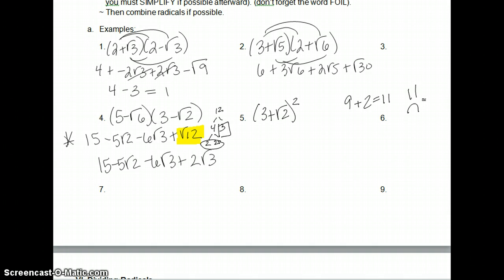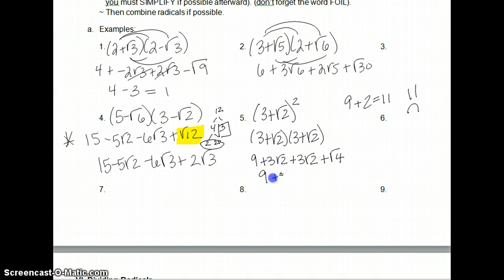Remember that 2 squared is 2 times 2. So 3 plus root 2 squared is 3 plus root 2 times 3 plus root 2. Please don't make that mistake of just trying to square individual terms. So let's multiply this out. That gives me 9 plus 3 root 2 plus 3 root 2 plus root 4. Once again, please show all of your work so that you don't make minor mistakes.